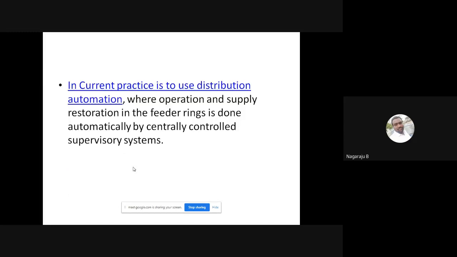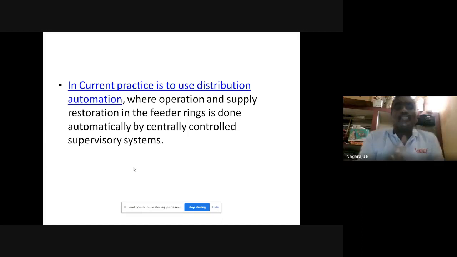And in current practice, this is very, very important, the practice is to use distribution automation, where operation and supply restoration in the feeder rings is done automatically by a centralized controlling supervisory system like SCADA. If a ring main type of system is there, where the power has a high load, you automatically use SCADA.